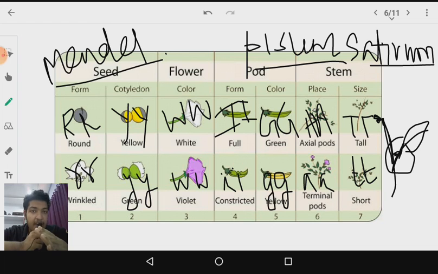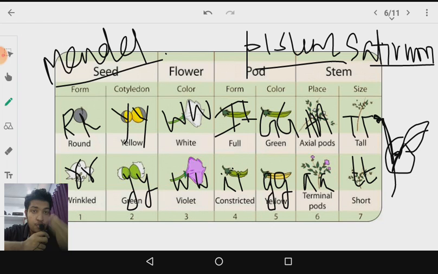If the cross is carried out between two organisms which differ in a single character, then it is known as a monohybrid cross. That means if I am taking two pea plants, one which is producing round seeds and another which is producing wrinkled seeds, then the cross is known as a monohybrid cross.